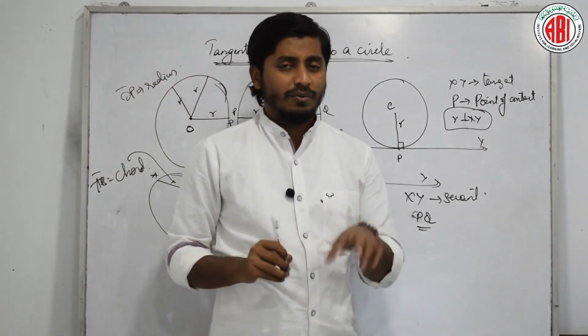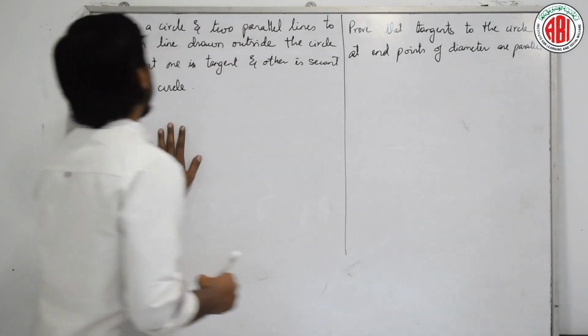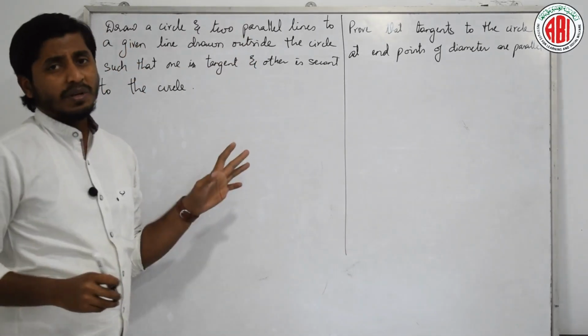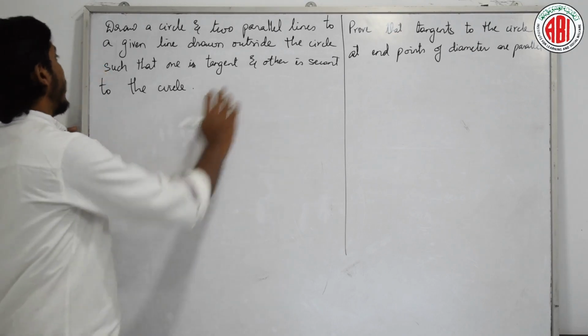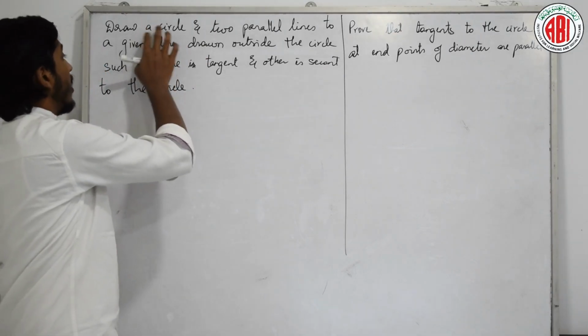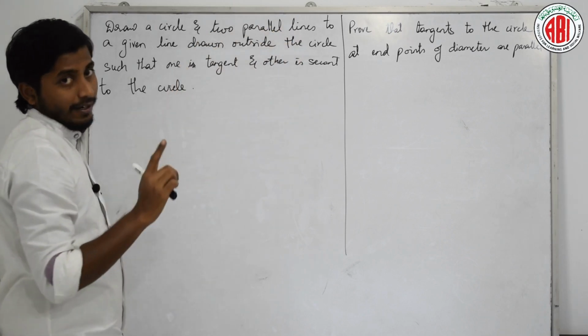Okay, shall we do a few problems based on this? Look at the question here. What is the question given? These are very simple questions. There is no difficulty and nothing new here. Look, what is given here? Draw a circle and two parallel lines. First of all, draw a circle.